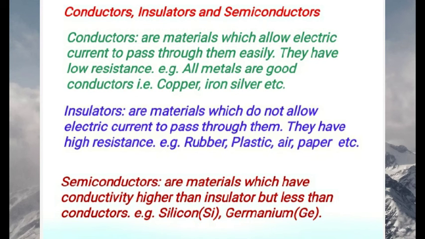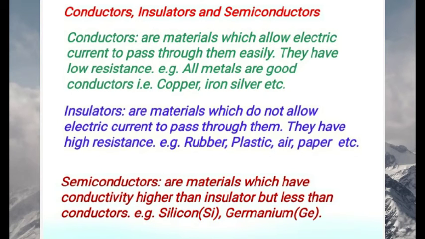Now conductor, insulator and semiconductor on the basis of conductivity. Conductors are materials which allow electric current to pass through them. They have low resistance. Examples: all metals are good, such as copper, iron, silver, etc. Next, insulators. Insulators are materials which do not allow electric current to pass through them. They have high resistance. Examples: rubber, plastic, air, paper, etc.